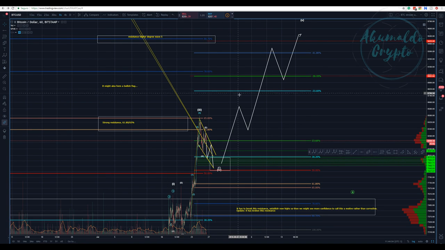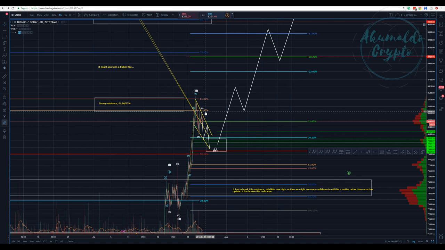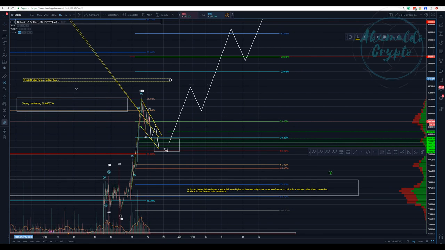Of course, we have pierced the 618, 65 resistance, and we are now retracing it. Now we need strength to get out of this 618, 65 to challenge the 786. This is 9K, and we are forming a bullish flag. If you want, this is the pole here and those lines here. Let me zoom in a bit more.